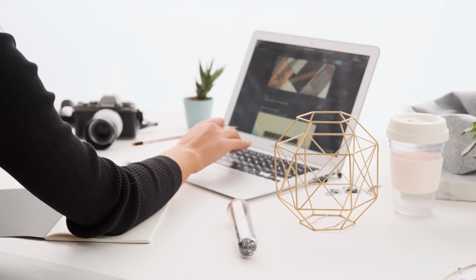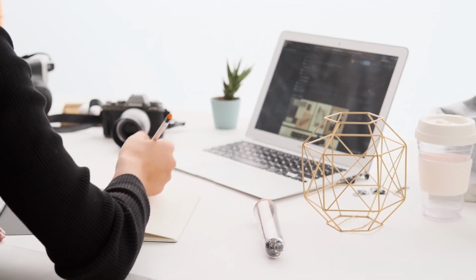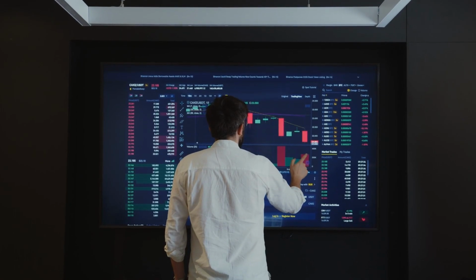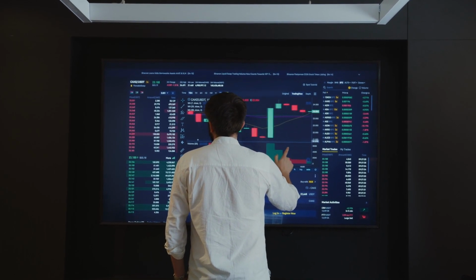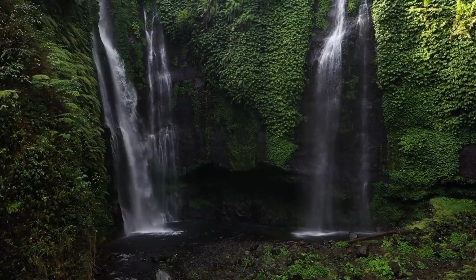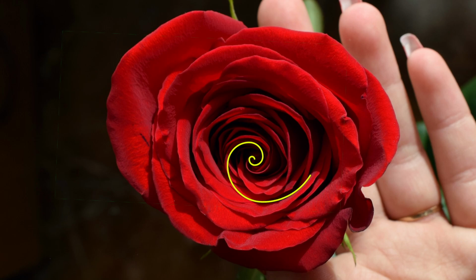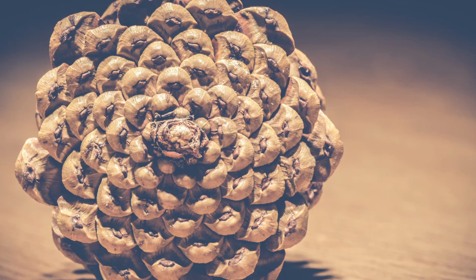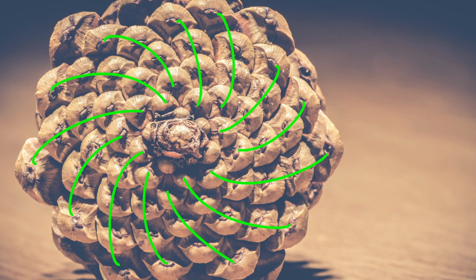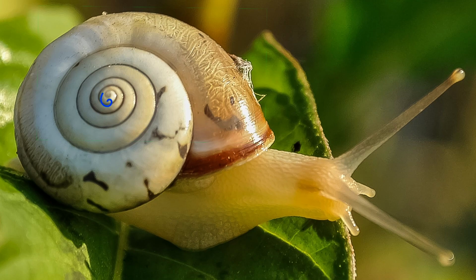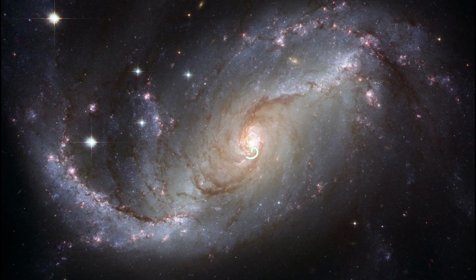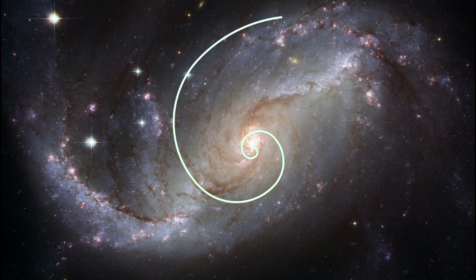The golden ratio has been used to analyze the proportion of natural objects and artificial systems such as financial markets. It is found in many aspects of nature. For example, the number of petals in a flower consistently follows the Fibonacci sequence. Pine cones have a spiral arrangement of scales that follows the Fibonacci sequence. Snail shells and nautilus shells follow the golden spiral. The spiral patterns found in galaxies also follow the golden ratio.